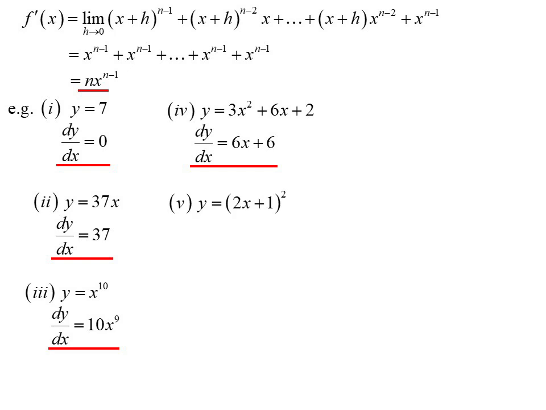Something like this. At this stage, I'm going to have to expand it out. I get 4x squared plus 4x plus 1. And differentiate that, I get 8x plus 4.